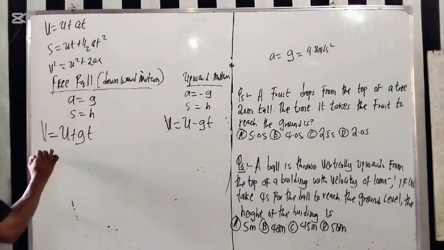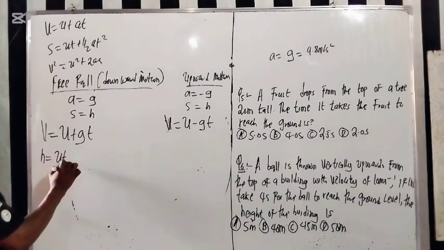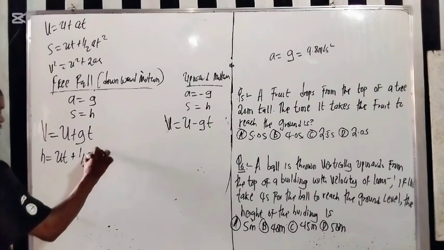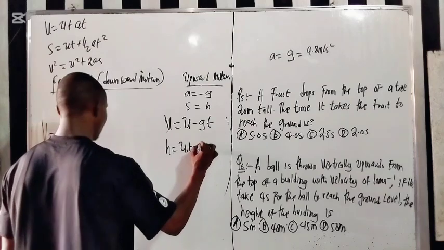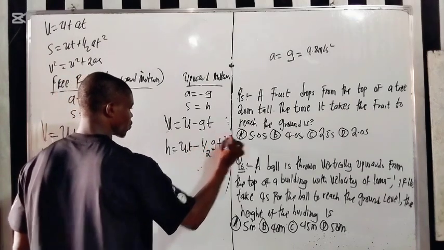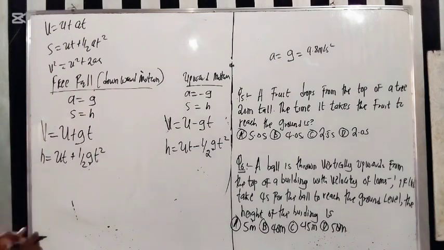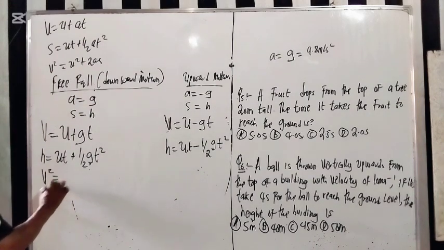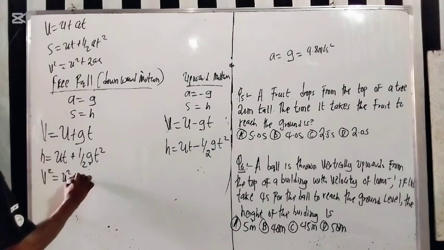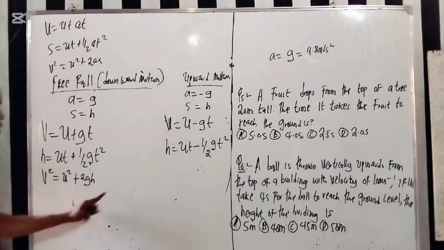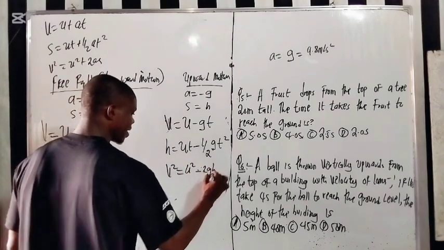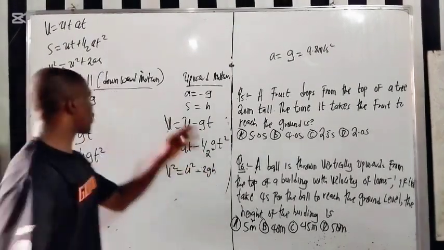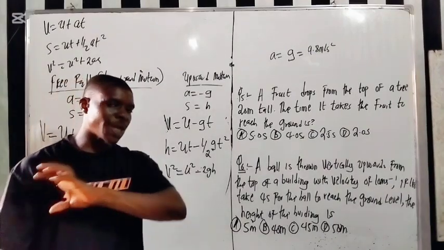So let's look at our s. Mine is going to be h. Anywhere I have s I put h, so it's going to be h equals ut plus half gt squared. Same thing here, it's going to be h equals ut minus half gt squared. Then here we have v squared equals u squared plus 2gh. For upward motion, v squared equals u squared minus 2gh. Now we still have about two other formulas under motion under gravity, which I'm not going to touch here.